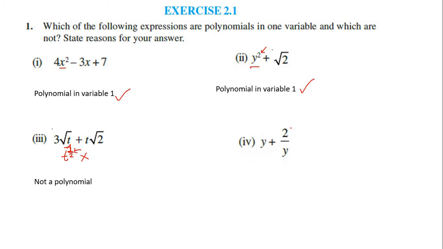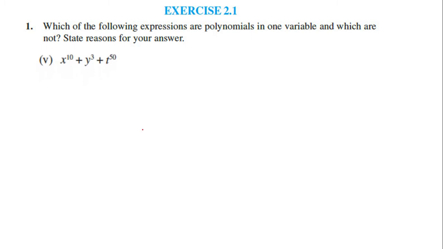Next part: y plus 2 by y. In the second term, y power will come as minus 1. So the exponent of y is a negative integer, and we can say this is not a polynomial. Next, the fifth part: everywhere the variable term exponent is a whole number, 10, 3, 50, all are whole numbers. But three variables have been used, so this is a polynomial in three variables.